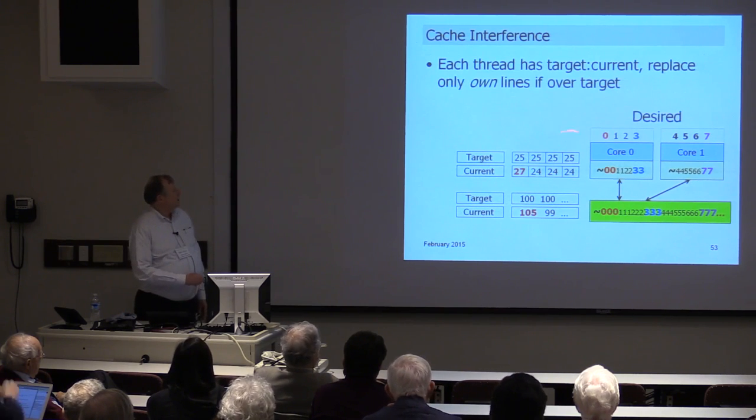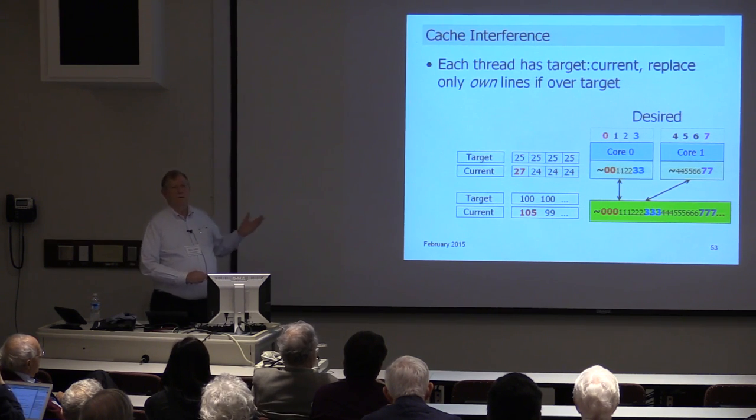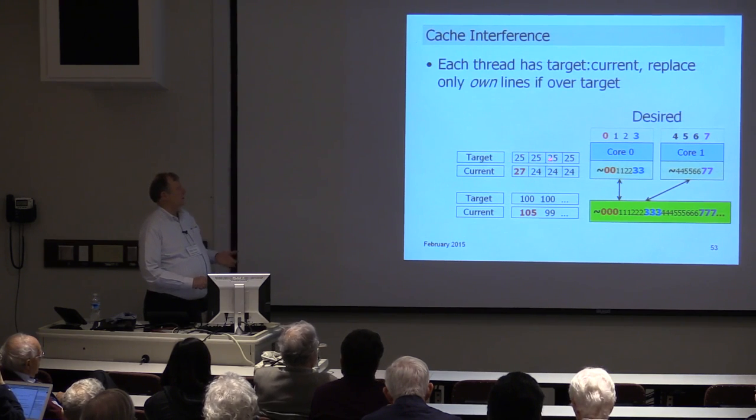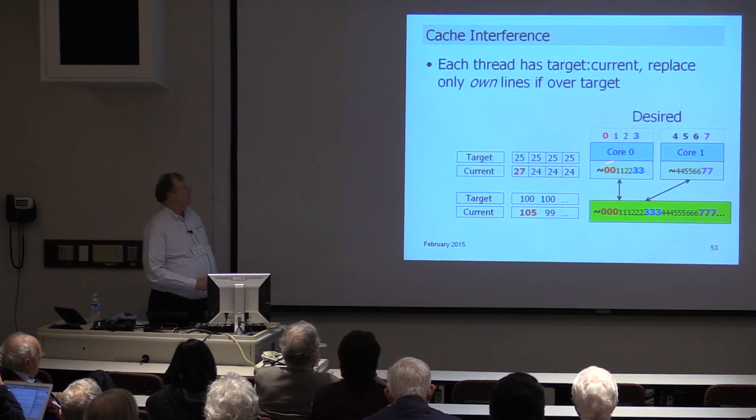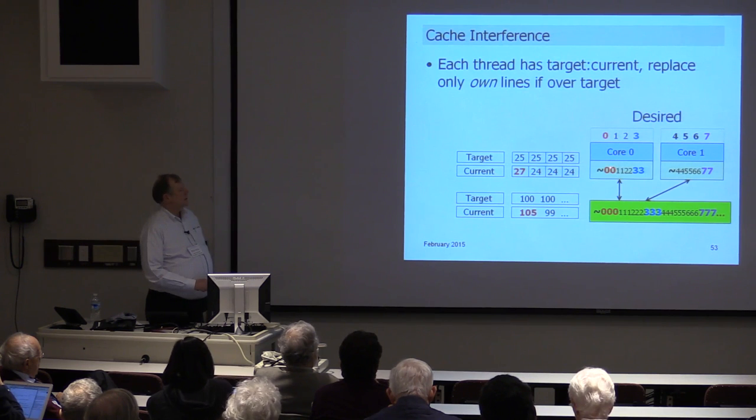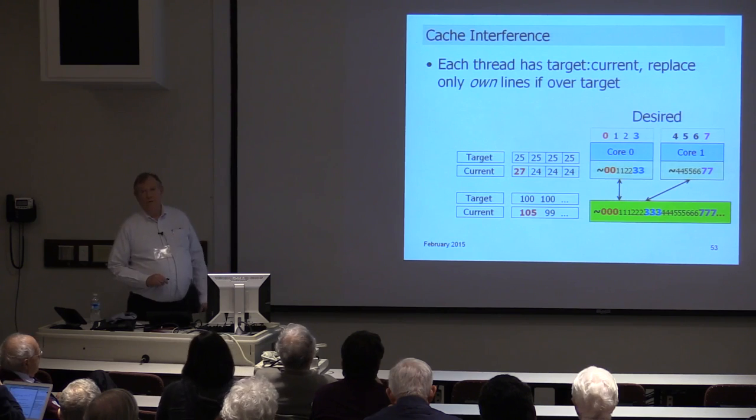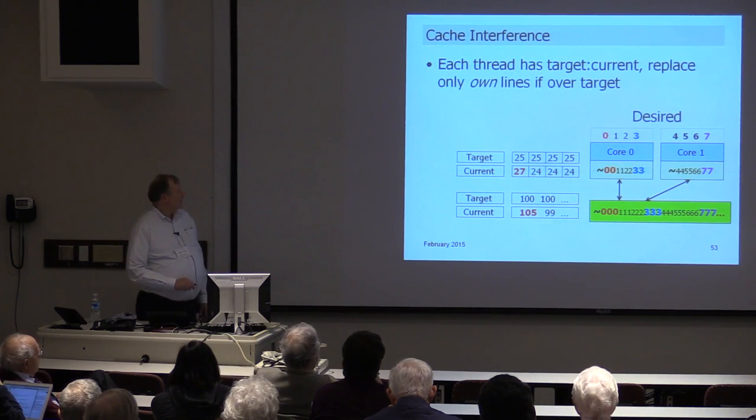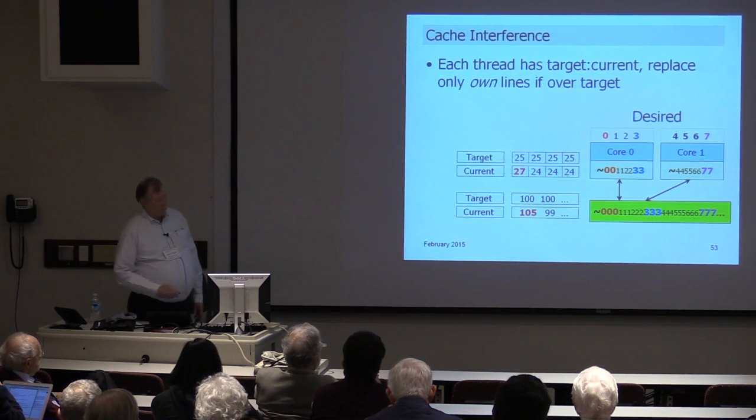So that looks like this. You give each CPU core two small counters, on the order of 10 or 15 bits, one of which is the target. This one gets 25 cache lines, this one gets 25, this one 25, out of 100. And this one is currently using 27, so it's over budget. This one's using 24, 24, 24, they're under budget. So for the over-budget guy, when you take a miss and need something else in the cache, you replace something that CPU already owns, and don't replace the others. You do the same thing at the next level. You give each of them some target, and you have them preferentially replace their own.